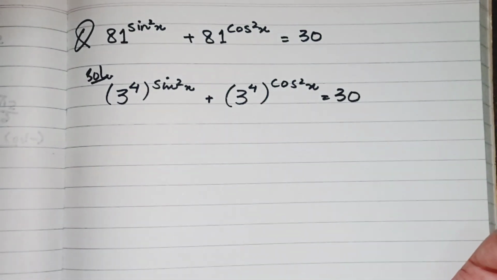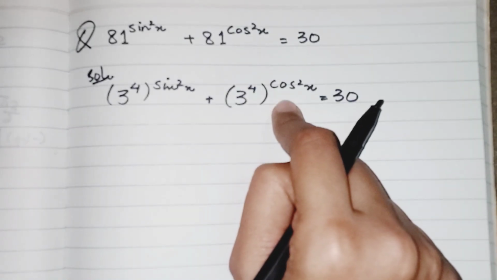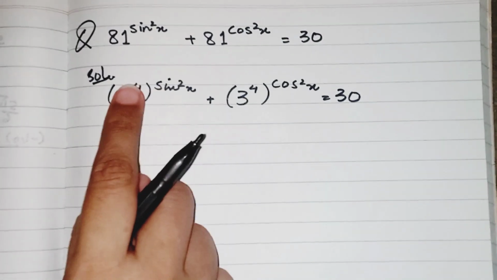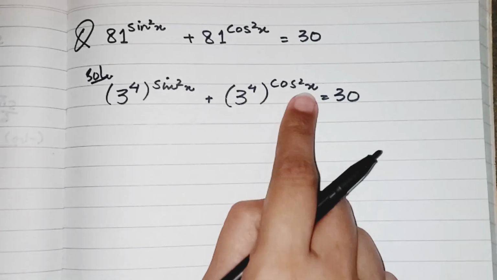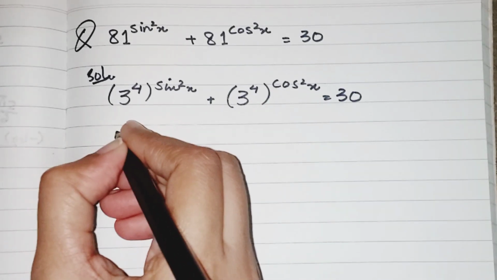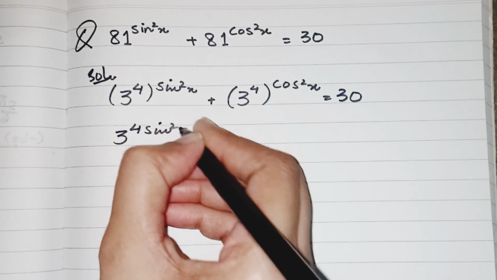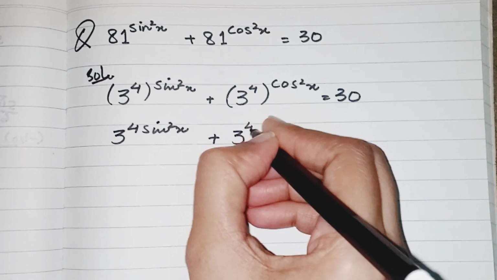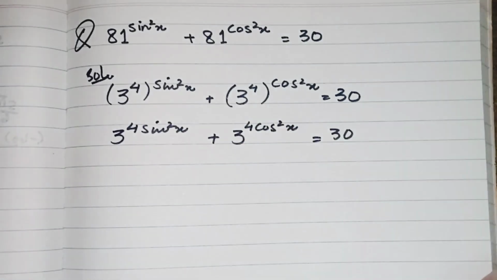Now according to the law of exponents, whenever we have any power over power, those powers will be multiplied with each other. So we have to multiply this 4 by sin²x and this 4 by cos²x. So I have 3 power 4 sin²x plus 3 power 4 cos²x equals 30.